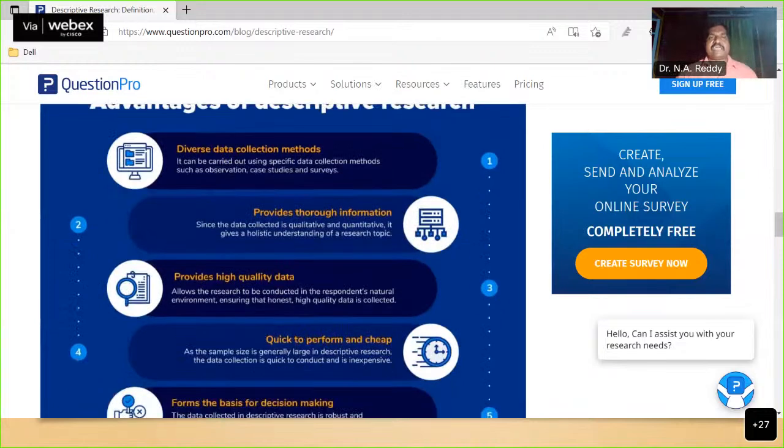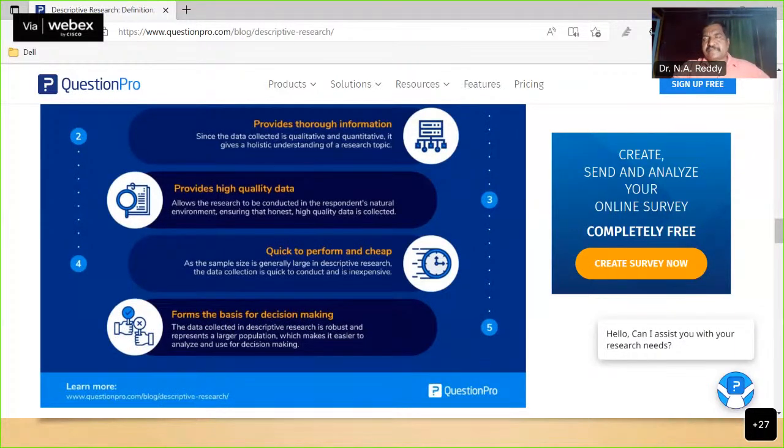Here, what are the advantages? Diverse data collection methods. It carries out specific data collection methods such as observation, case studies. In general, there are 3 descriptive research designs. We are going to go through them one by one. It provides thorough information. Suppose if you use a scale, actually it has one type of statements, but when you are using a questionnaire, you can integrate n number of types of questions or statements and collect information. It provides high quality data, even though it's quantitative, but you can also get quality data. It is quick to perform and cheap.